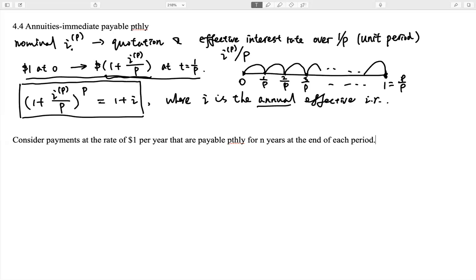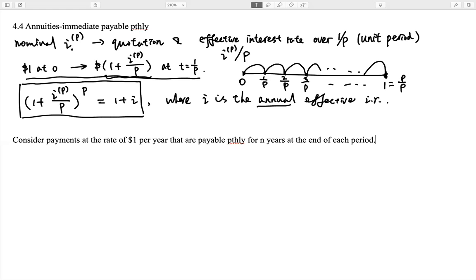But contrasting to what we already knew, now each period is not 1 year. Previously, everything was just 1 year. So if you have $1 per year that is payable, because P is 1, so it's paid once a year, then it's just $1 at the end of each year. But now it's different, right?